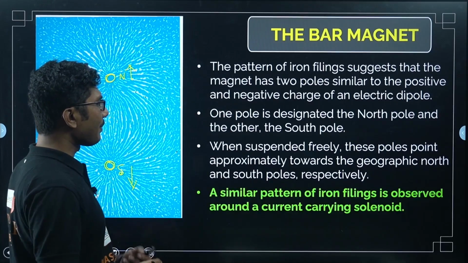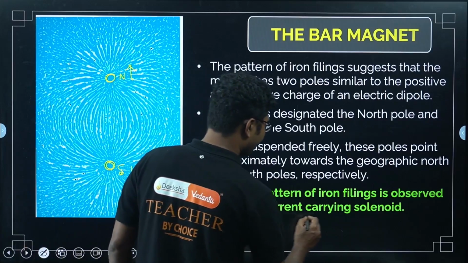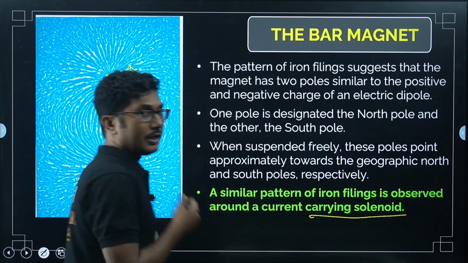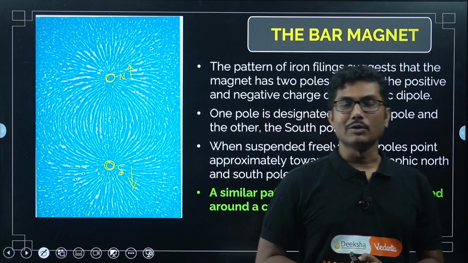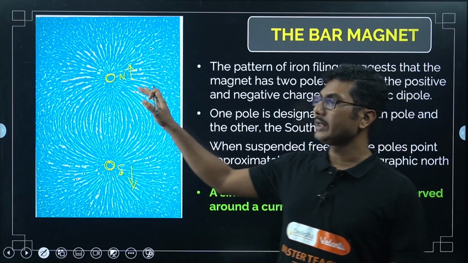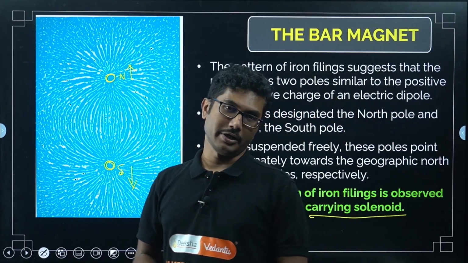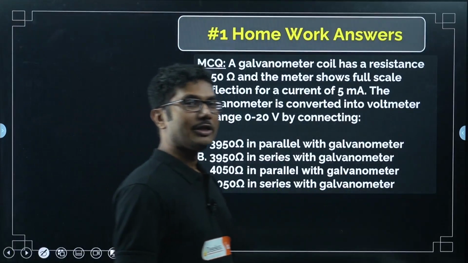Now, a similar pattern of iron filings is observed around a current carrying solenoid. Another important line. If you see a similar pattern in a solenoid, what can you conclude? This is observable on a bar magnet, and the same thing is observable in a solenoid. That means that you can consider a solenoid as a bar magnet.